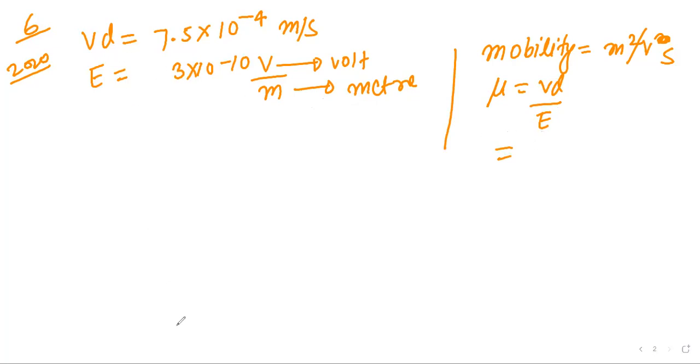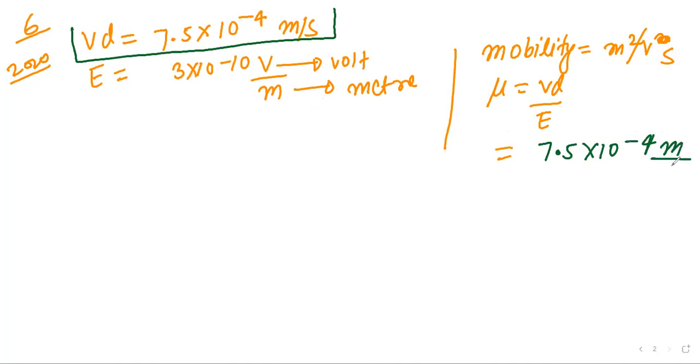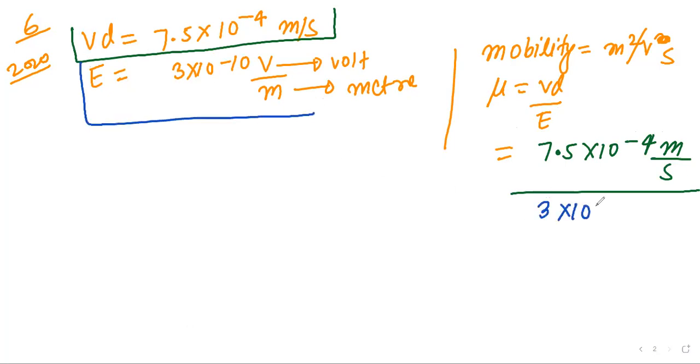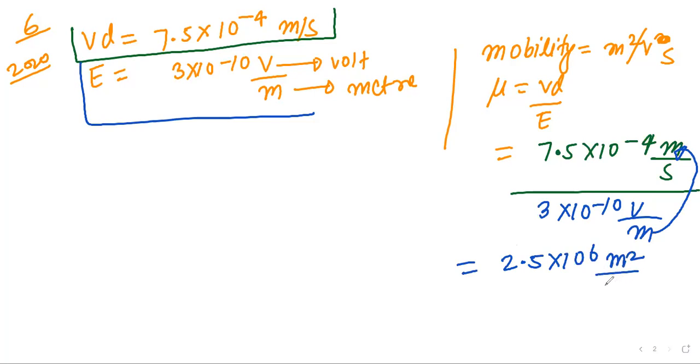So put the value of drift velocity, 7.5 into 10 raised to minus 4 meter per second, divided by the electric field, 3 into 10 raised to minus 10 volt per meter. Your answer comes out to 2.5 into 10 raised to 6. This meter multiplies with this one, so the unit becomes meter square per volt per second. This is the answer for mobility.